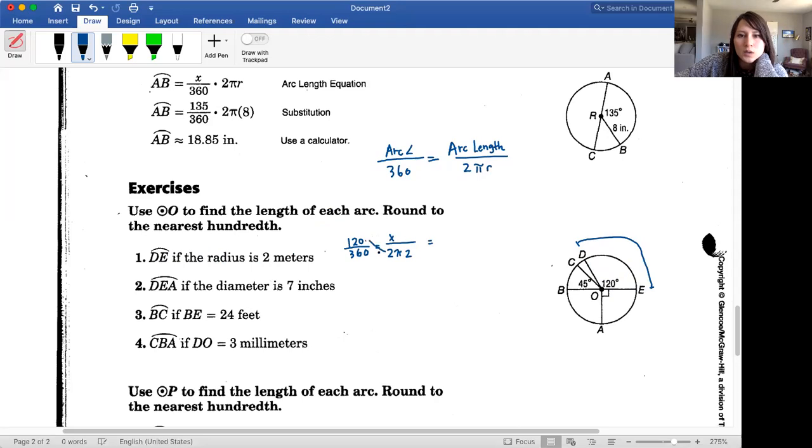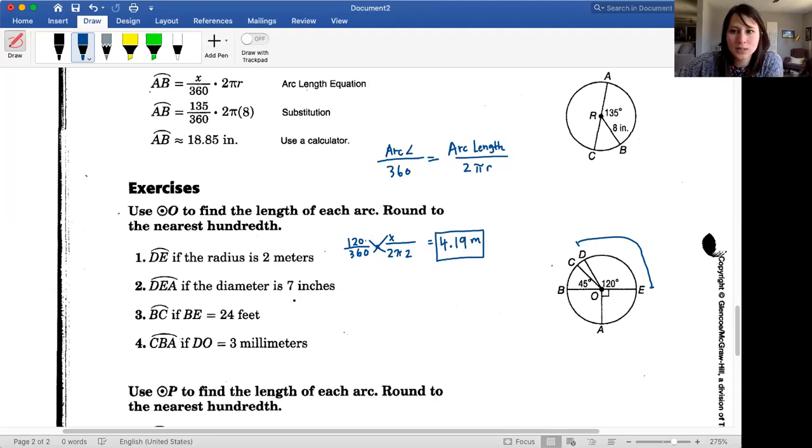And then I can cross multiply and solve. So 2 times pi times 2 times 120. And if you want to just keep that in your calculator, where you multiply across and then your final step is to divide by 360, you can do that. And then my answer is 4.19, rounding to the nearest hundredth, and in meters, 4.19 meters.